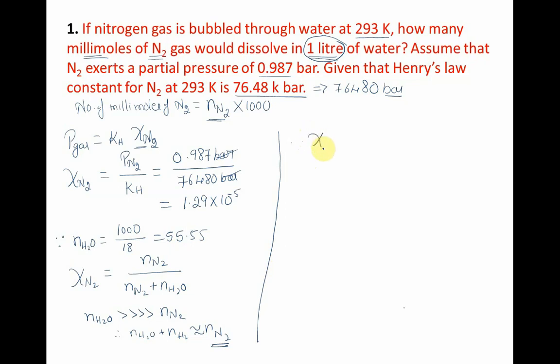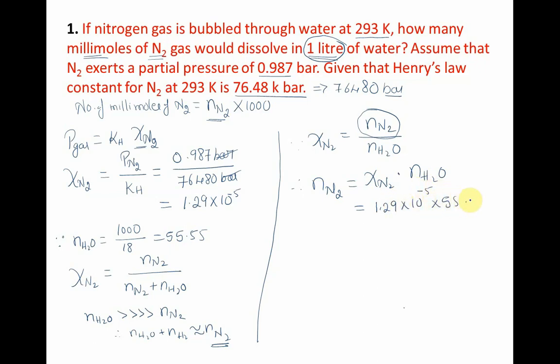Hence, we will write it like this now. Mole fraction of nitrogen is equal to number of moles of nitrogen by number of moles of water. Now, what do I need to find out? Number of moles of nitrogen. Therefore, number of moles of nitrogen is equal to mole fraction of nitrogen into number of moles of water. That is equal to 1.29 into 10 to the power of minus 5 into 55.55, which is 71.5 into 10 to the power of minus 5 mole.